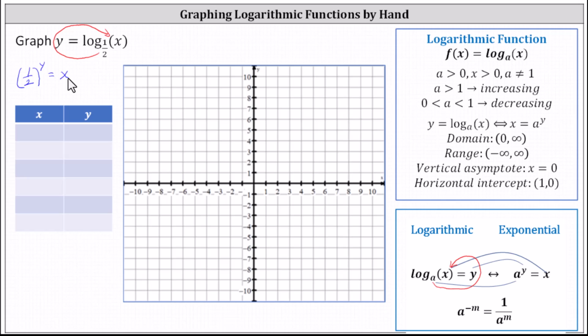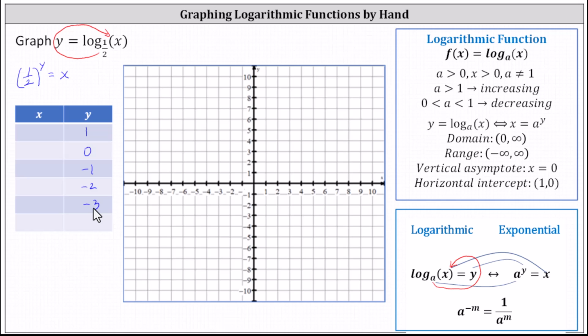Normally when completing a table of values, we select x values and determine the corresponding y values. By looking at the equation, because we have 1/2 to the power of y equals x, we will select y values and determine the corresponding x values. And because we have a fraction raised to the power of y, notice as y increases, the x values get smaller and smaller. And therefore, let's use y values of, let's say, 1, 0, -1, -2, and -3. We can always come back and select more y values if needed.